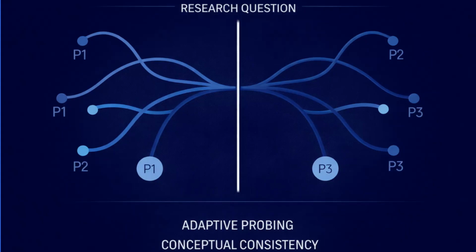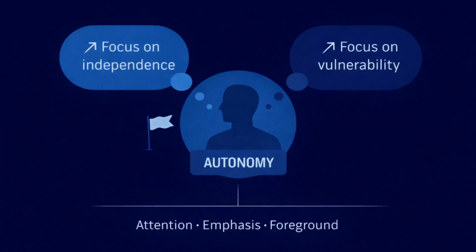Adaptability does not mean inconsistency. While the instrument is responsive in the moment, the research question anchors each interaction. Probing may vary, but analytic focus remains stable across participants. Conceptual consistency protects alignment. This principle connects directly to phenomenon, tension, and consequence.